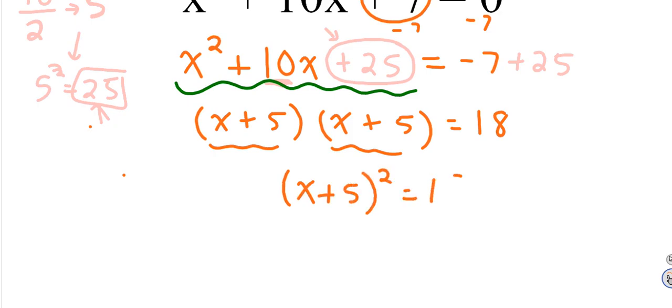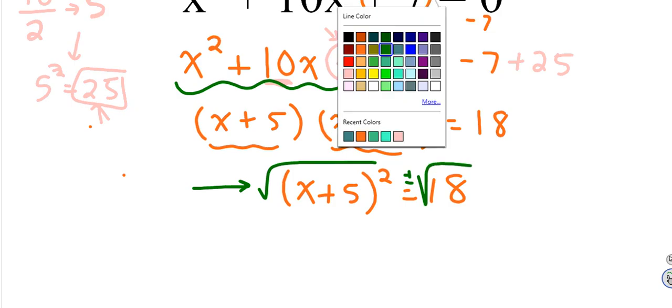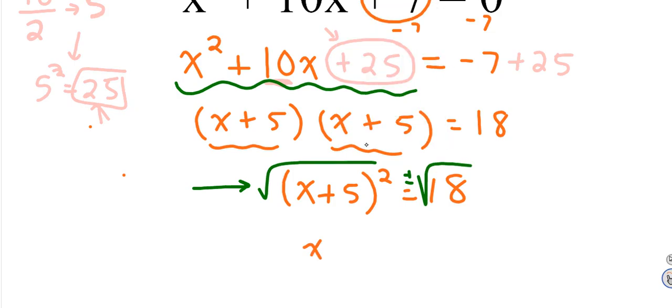And when we write this like that, oh my gosh, look what we've got. We've got something we can solve with how we started this video, the square root method, right? We can take the square root of both sides, plus or minus square root. And then we end up with x plus 5 equals plus or minus the square root of 18.